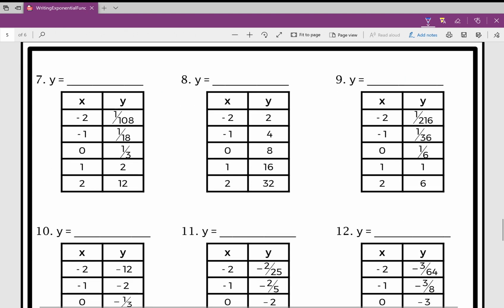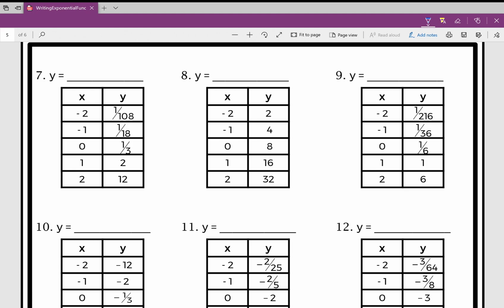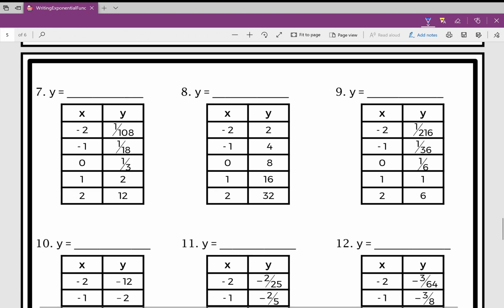Okay. So for the next couple, you guys are going to try them on your own. So go ahead and try number 7. Okay, this is what you should have got for number 7. You should have found that the y-intercept is 1/3. And then you should have found that this is a growth. So this is a growth multiplying by 6. So your answer is 1/3 6 to the x power.